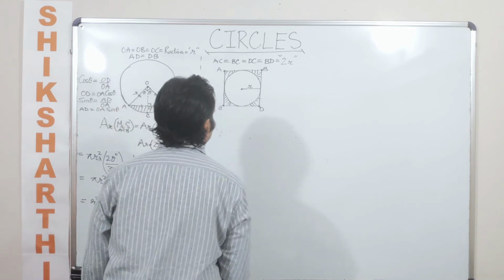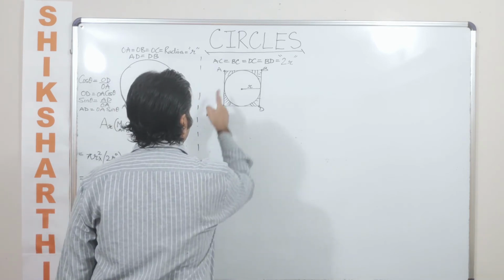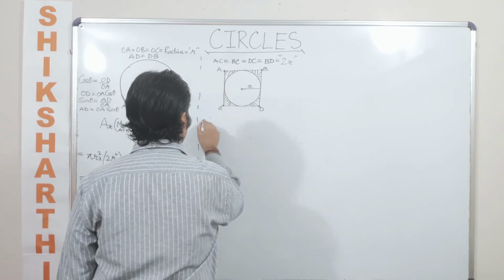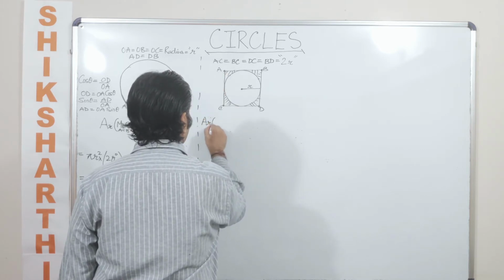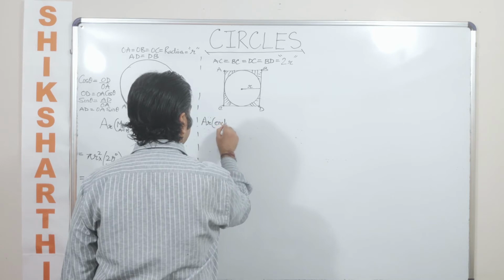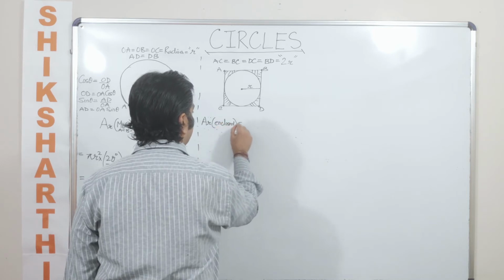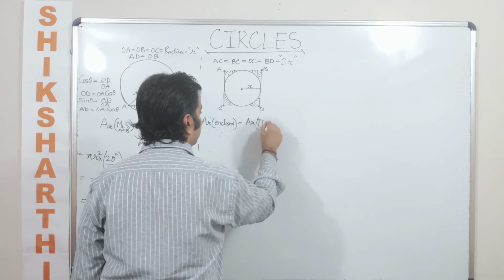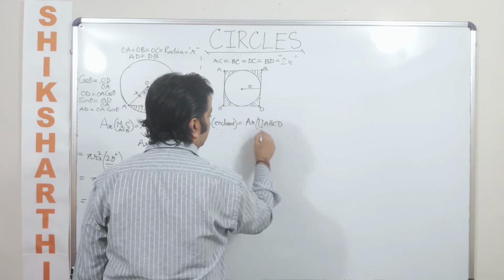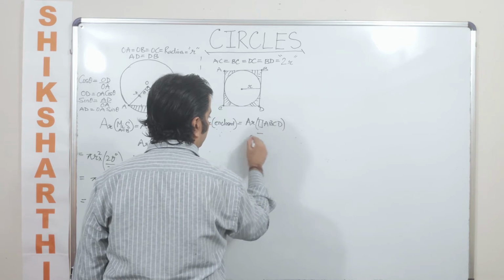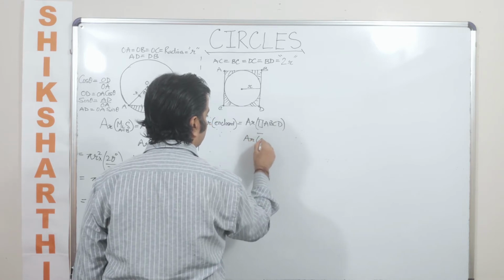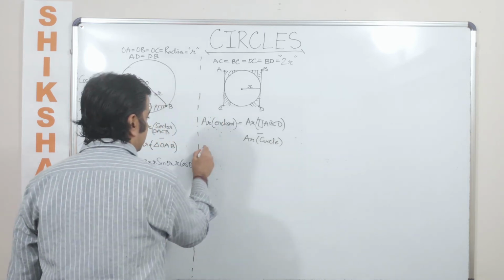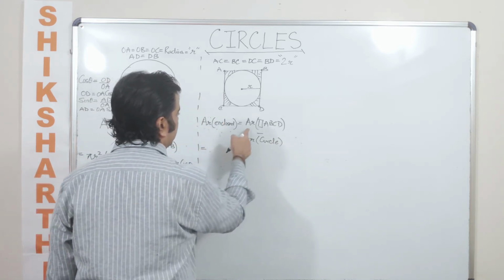Okay, once I know this, all I need to apply here is, so now the area enclosed is nothing but the area of the square ABCD minus the area of the circle, right?